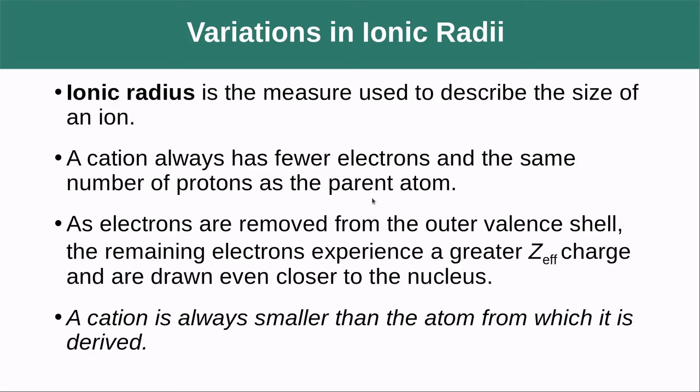Ionic radius is analogous to covalent radius, but this is when we have an ion, okay? And it's not measured as the distance between two ions either. Basically, if you start with the covalent radius, a cation always has fewer electrons but the same number of protons pulling on all those electrons. As electrons are removed from the outer valence shell, the remaining electrons experience a greater effective pull and are drawn even closer to the nucleus. So for this reason, a cation is always smaller than the atom from which it is derived.